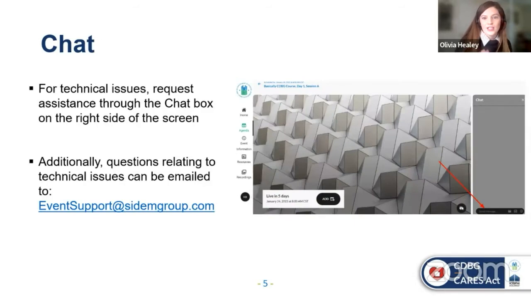For the chat, you can continue on the right side of the screen, which you were able to access this morning, to add any technical issues or continue to introduce where you're coming from for today's session. There's also an email that's located on the screen, and you're able to email them directly if you have any further technical issues.